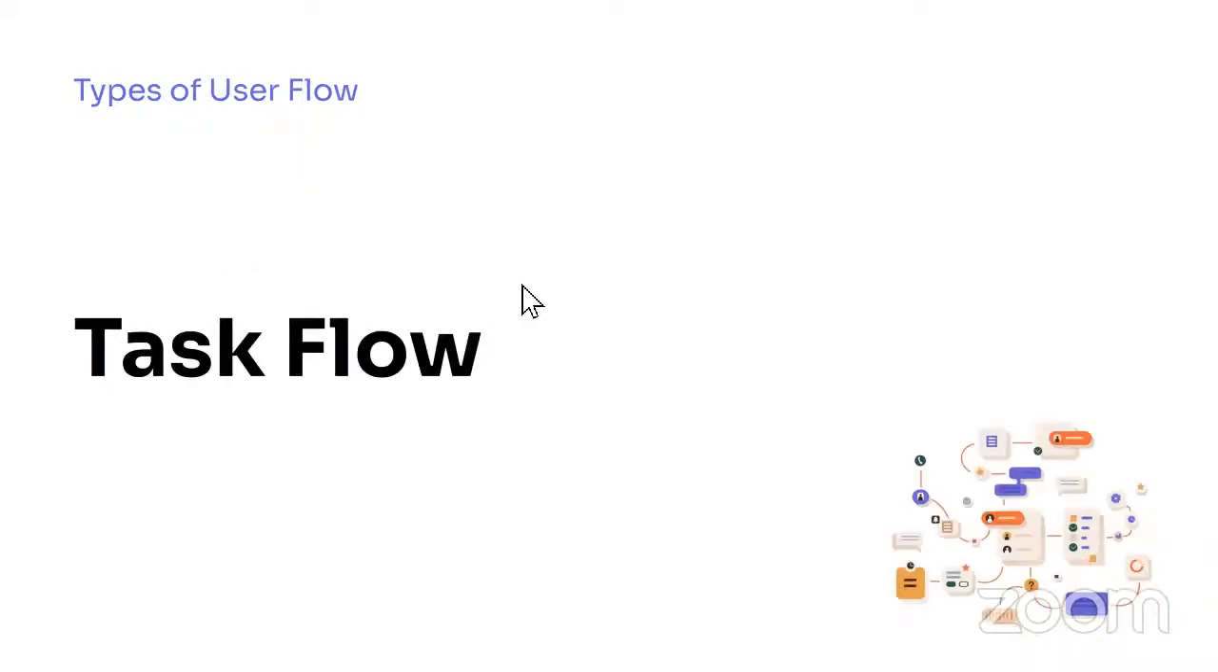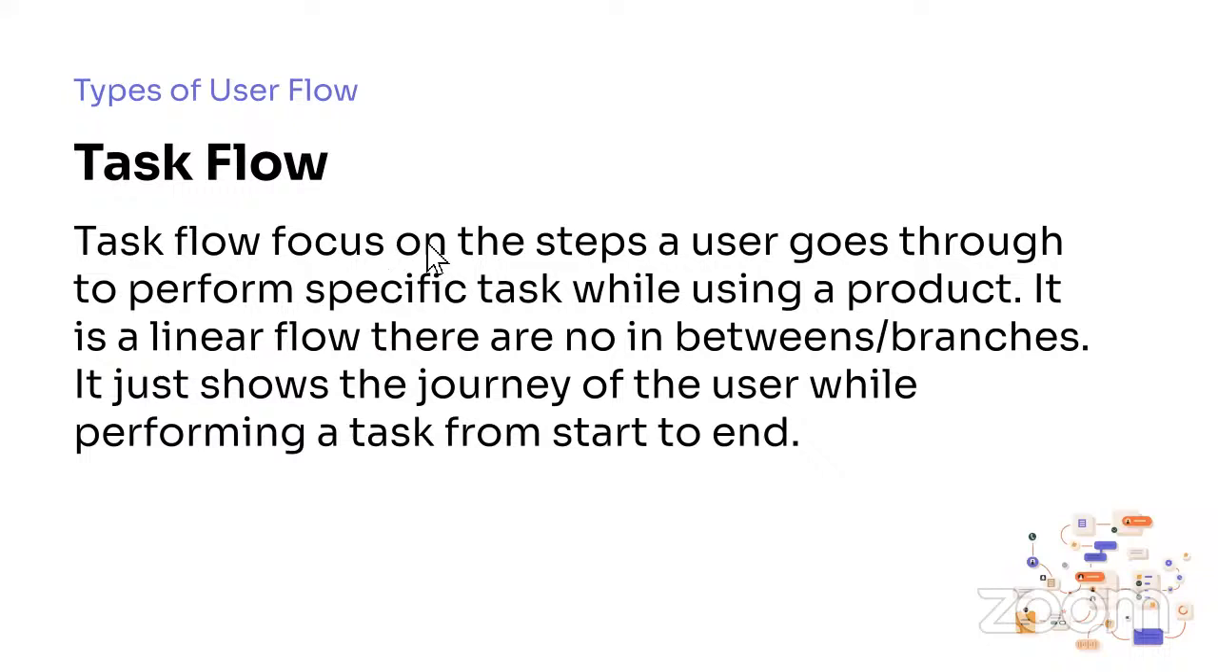So what's a task flow? Task flow focuses on the steps a user goes through to perform a specific task while using a product. So task flow is for a specific task. Let's say sign in is a task, so there's a flow for that task. Login is a task, so there's a flow to it. To make payments is a task, so there should be a flow that will guide the user to make that payment.